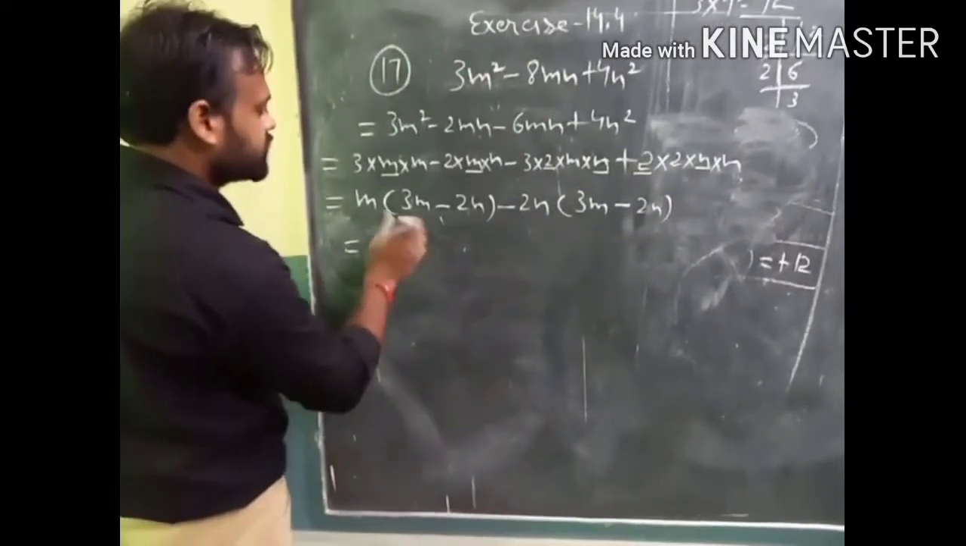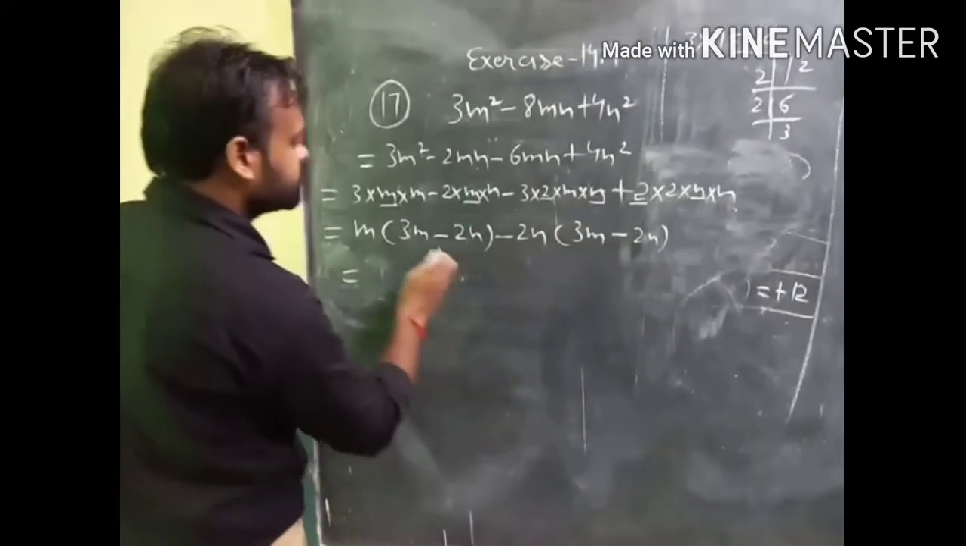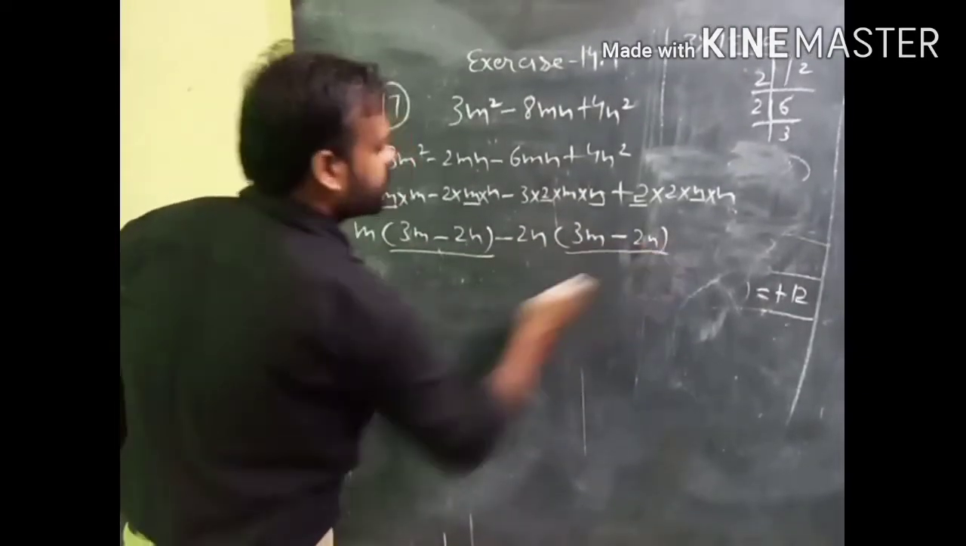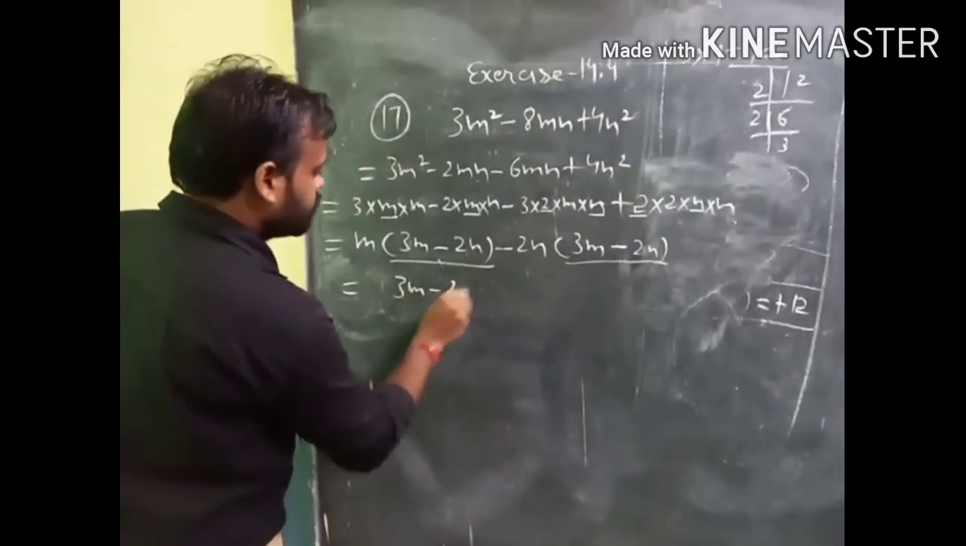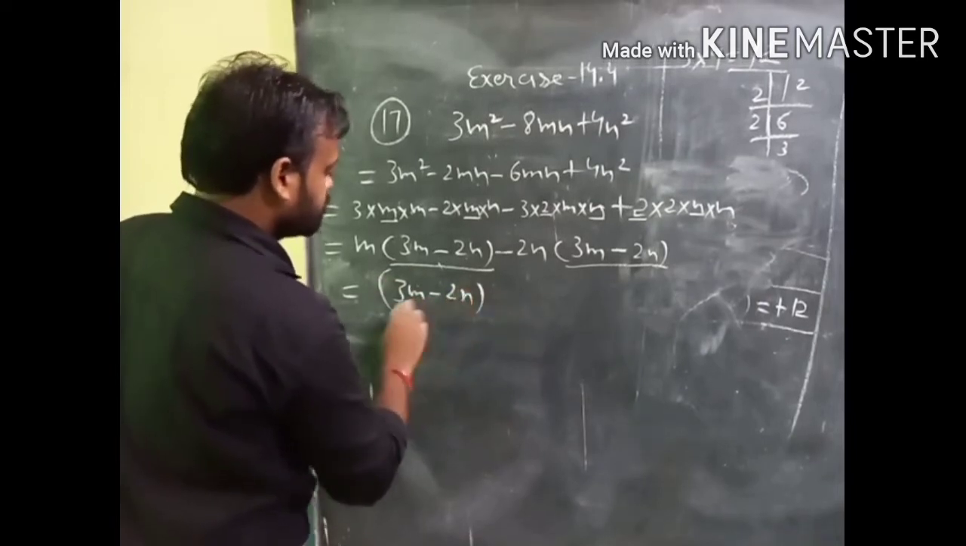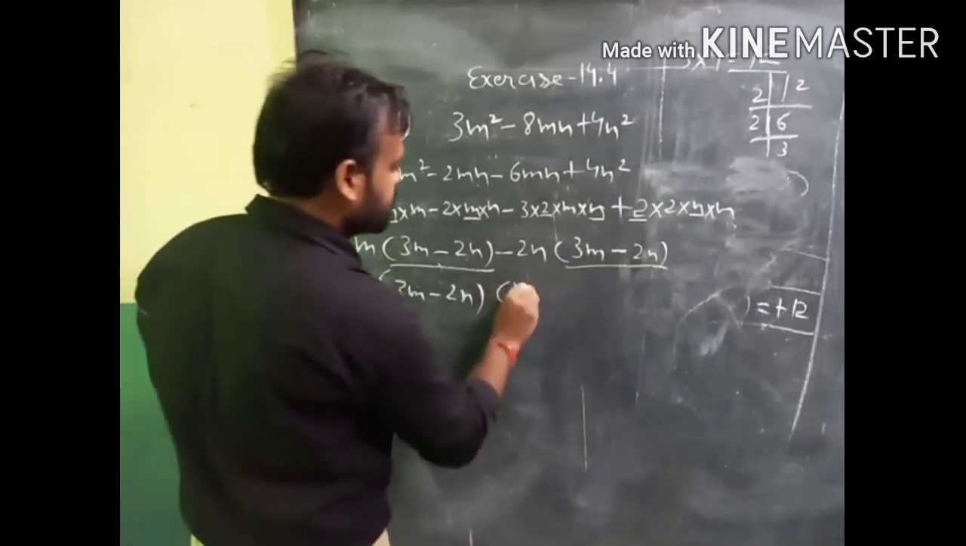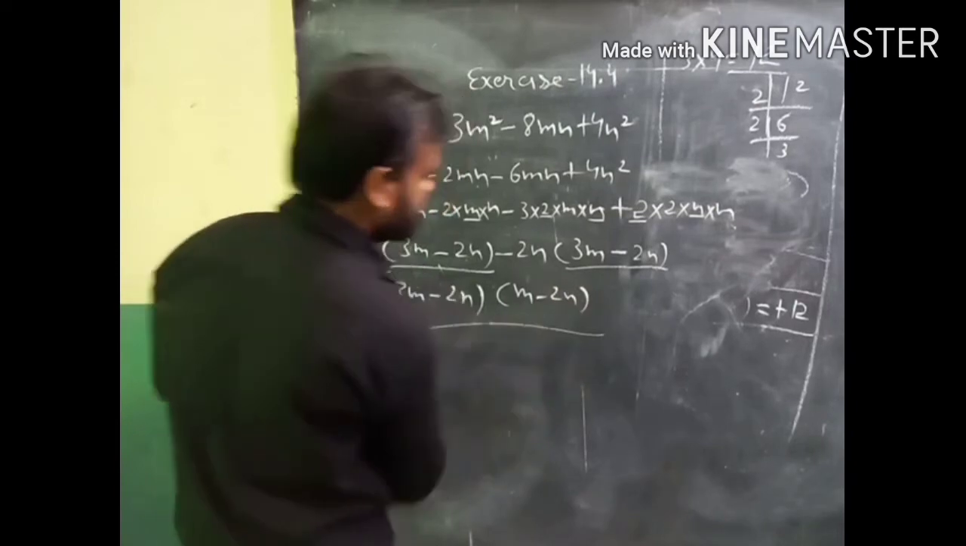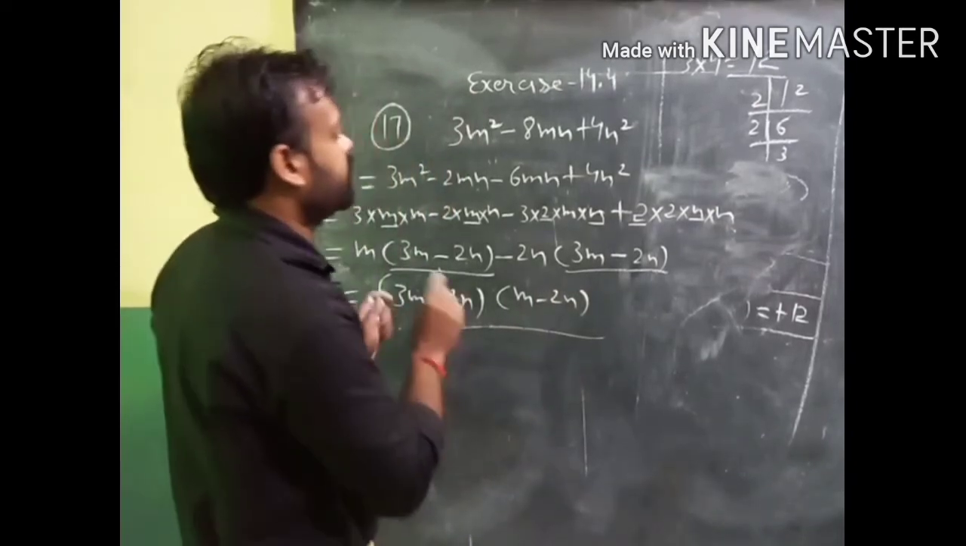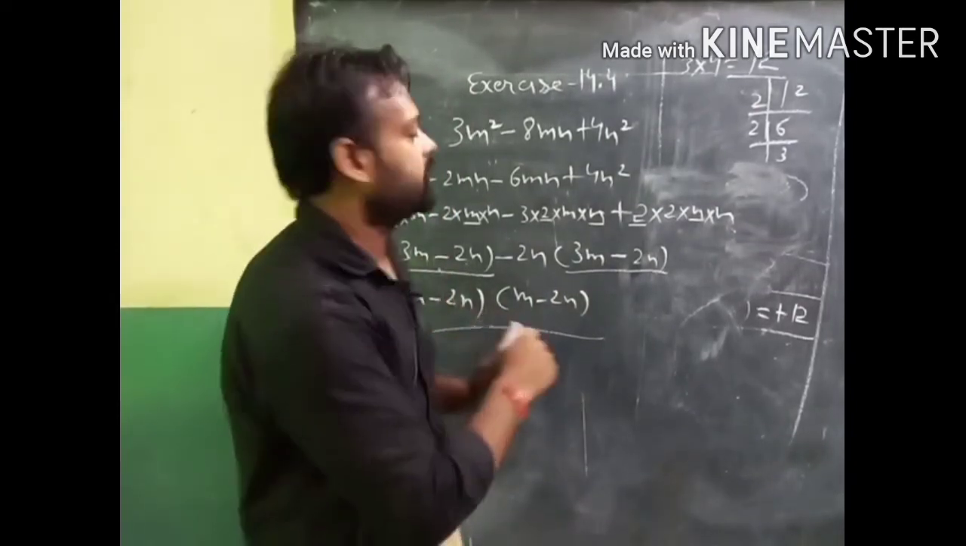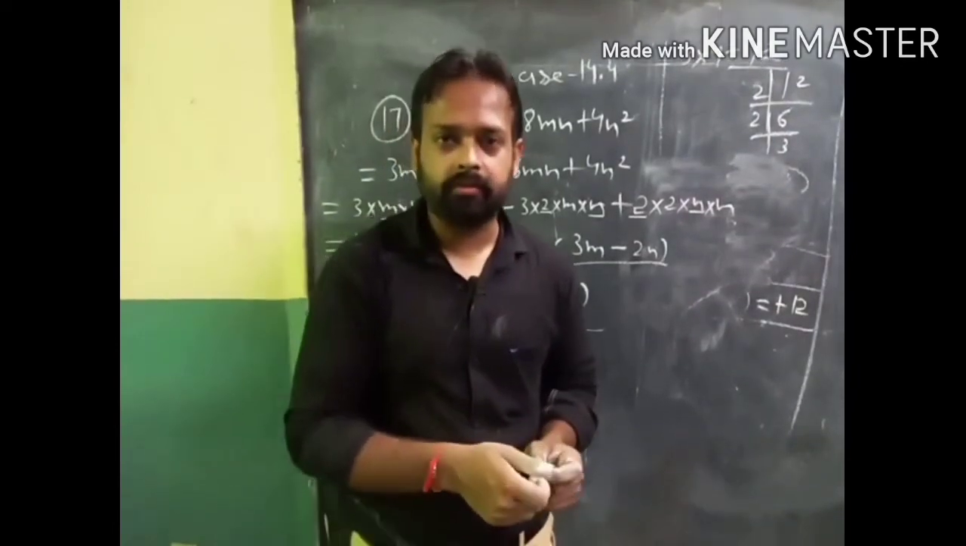So now in this way you can see this 3m minus 2n and 3m minus 2n, both values are the same, so take this value common. This 3m minus 2n is common, and now you can see m minus 2n is inside the bracket. So in this way we can find out the factors of this 17th sum. So I hope this is clear to you.